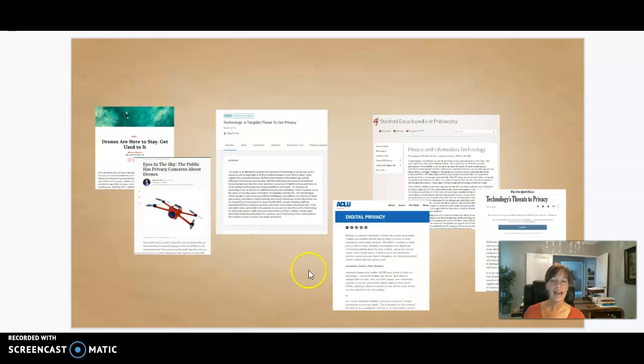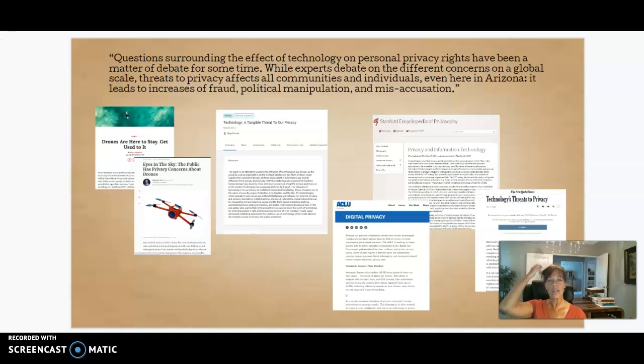Then let's say after you've read all of these articles and gotten to know what they say, and you have your own opinion forming, you can come up with your thesis that encompasses everything you want to do in this article. Here's an example. Questions surrounding the effect of technology on personal privacy rights have been a matter of debate for some time. While experts debate the different concerns on a global scale, do you see how that has already prepared your audience for the synthesis on a global scale?